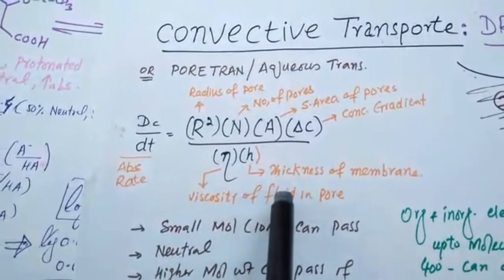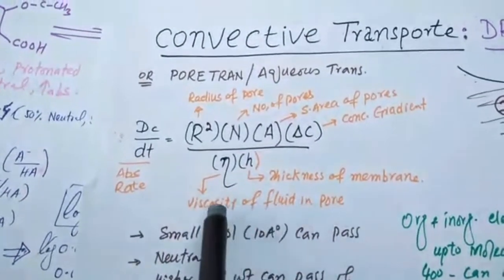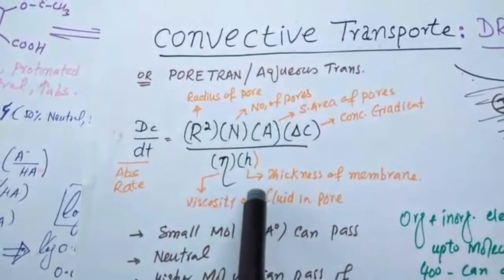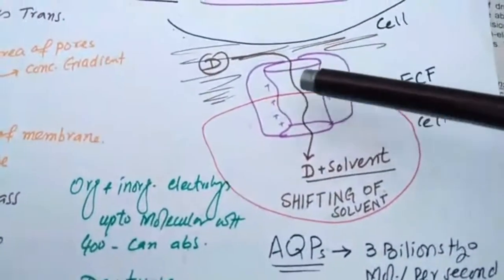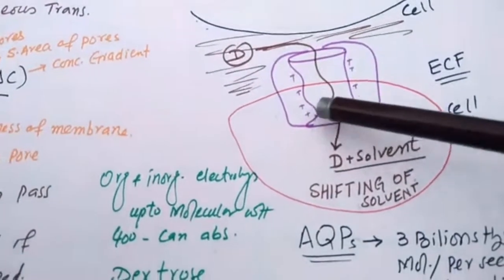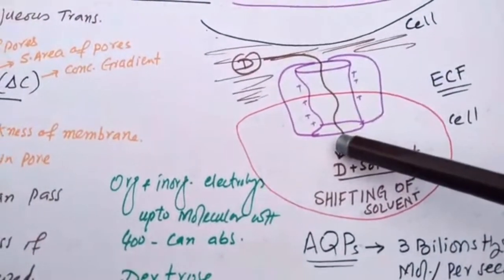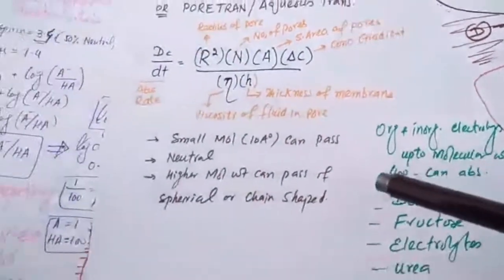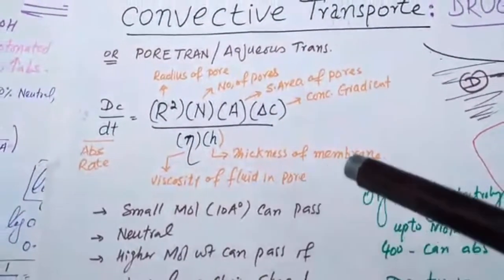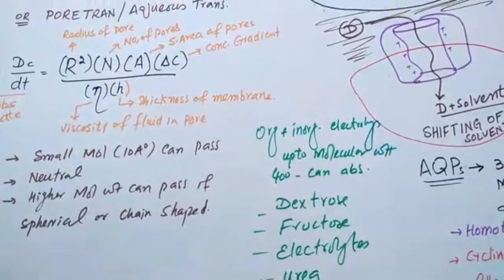If the fluid within the pore is more viscous, the rate of absorption will decrease. If the thickness of the membrane is more, again the rate of absorption will decrease.